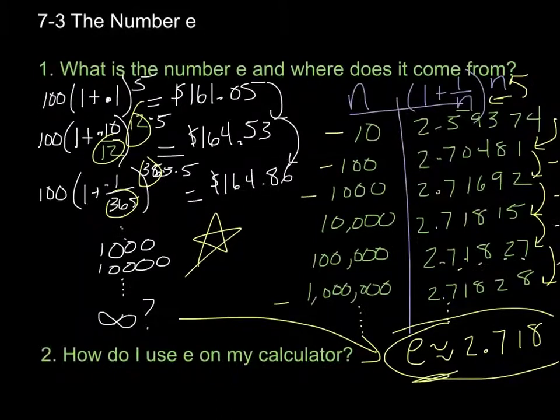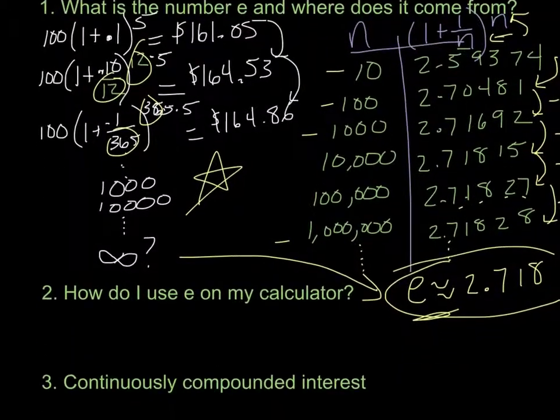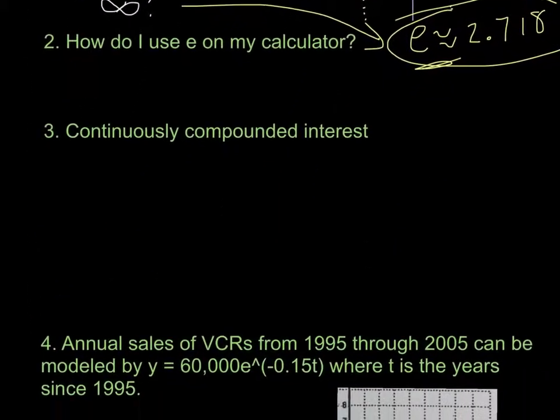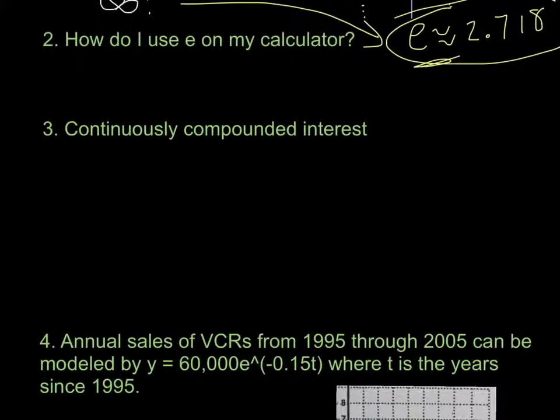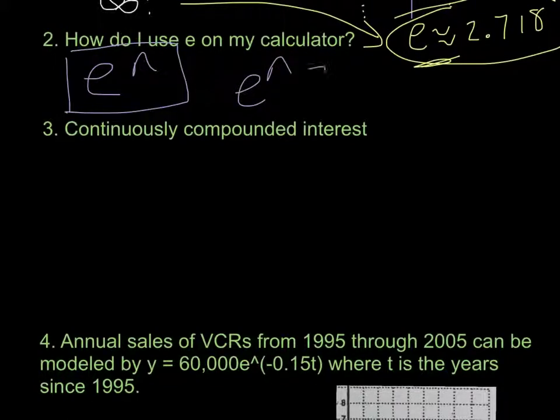So then the next question is, how do you use the number e on your calculator? And e is so common that just like pi, there is a button for it. You will find on the left side of your calculator a button that looks like this, e to the. And you just use it like anything else. You can do e squared if you want, or e cubed. So you have a button for it that you will be using.